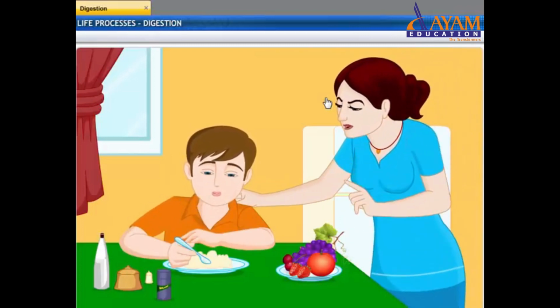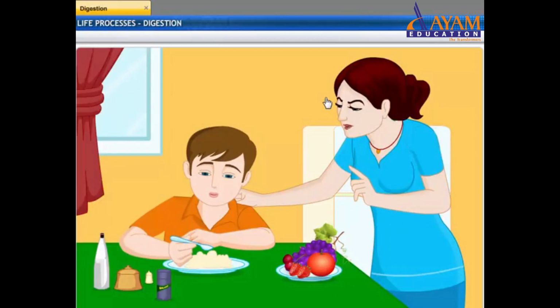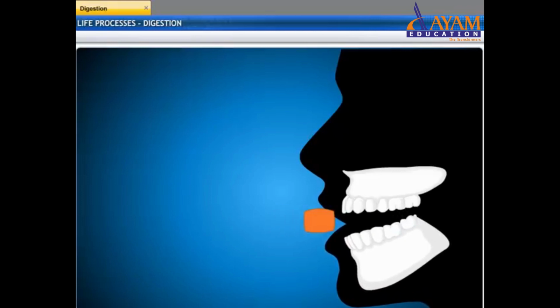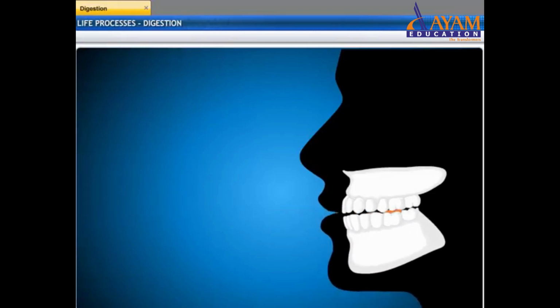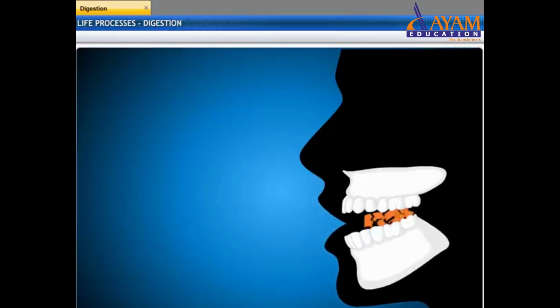Eat slowly, or you'll get indigestion. And make sure you chew your food well before swallowing it. Chewing your food is the first step in the process of digestion. When you chew your food, complex food gets broken down into simpler form.